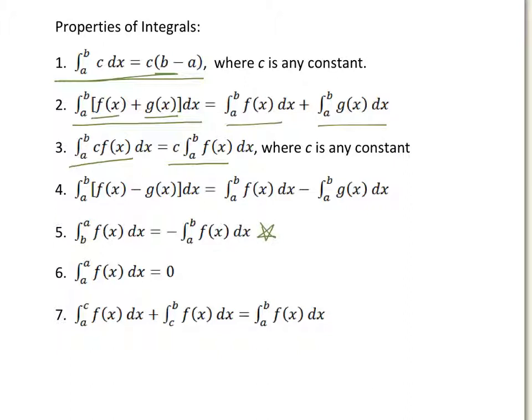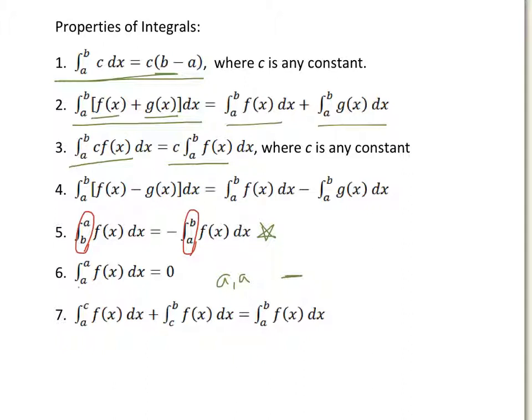This one is saying, if you notice, the only difference here is that we've switched the a and the b. So if we switch around the a and the b, we actually get the negative answer. We get the opposite answer. And obviously if we go from a to a, that means there's no width, because I'm starting at my ending point. So that's why that would have 0.